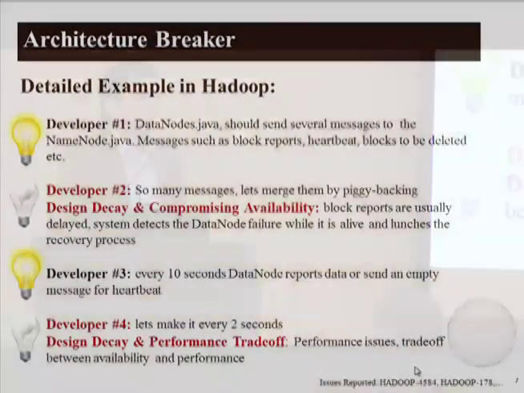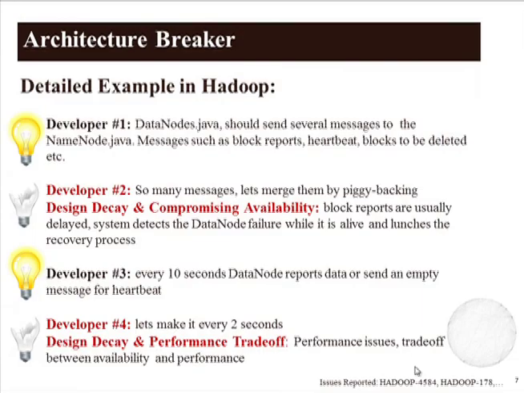So what happens one time, a programmer comes, he's not aware of the architectural decisions behind all these complexities. He says, oh, I can do piggybacking. Let's merge all these messages together. Why should we make so many method calls? We make one method call, and it does whatever we want. But what happens is that the block reports are usually delayed because they deal with the data. Sometimes they can send the block reports in 10 seconds, sometimes in 20 seconds. Then most of the time, the system thinks that the data node has failed because it hasn't received the Heartbeat message, and it launches the recovery process.